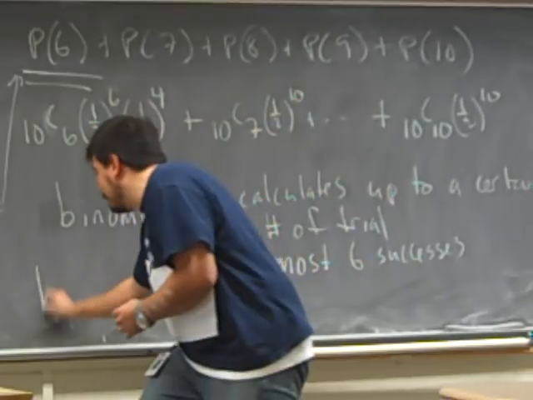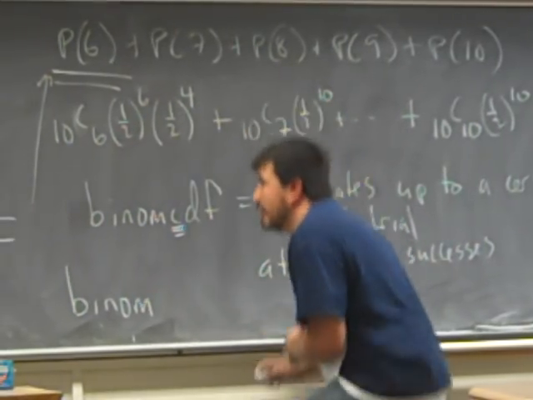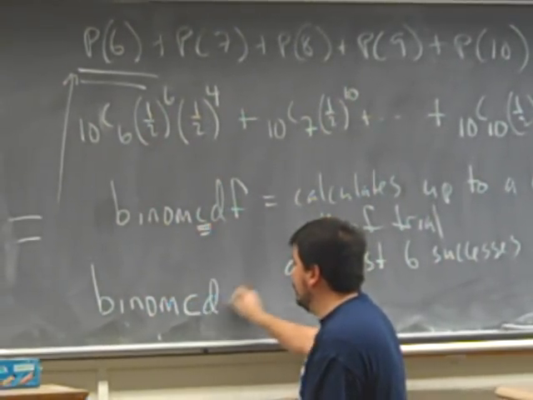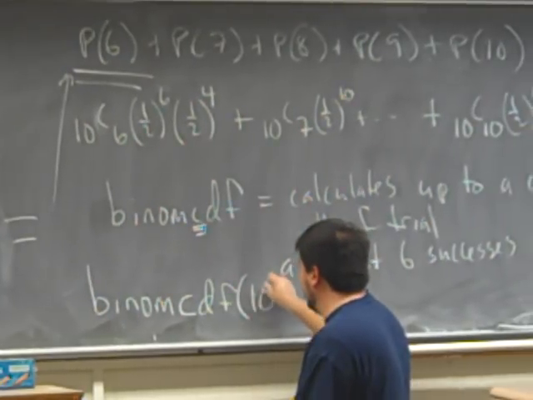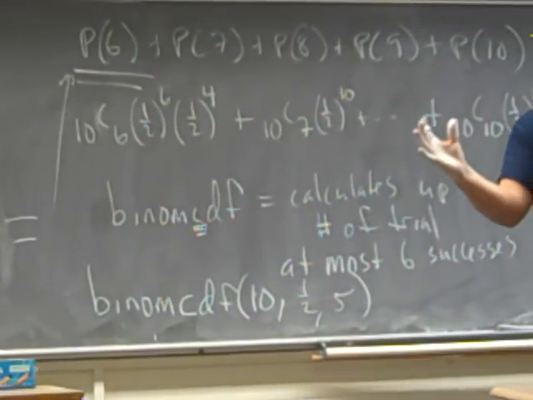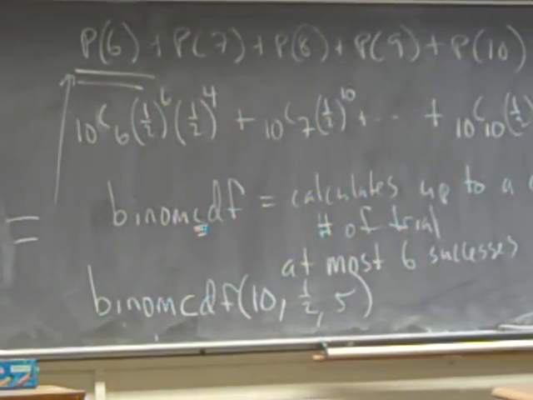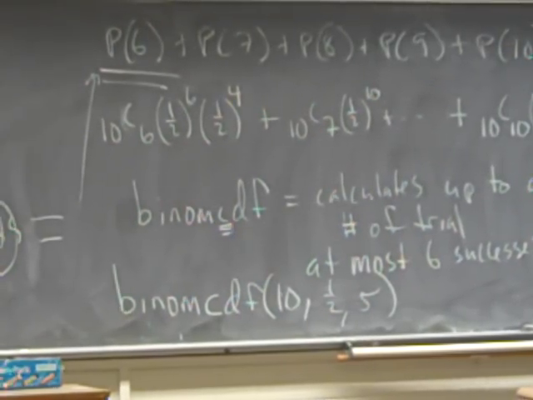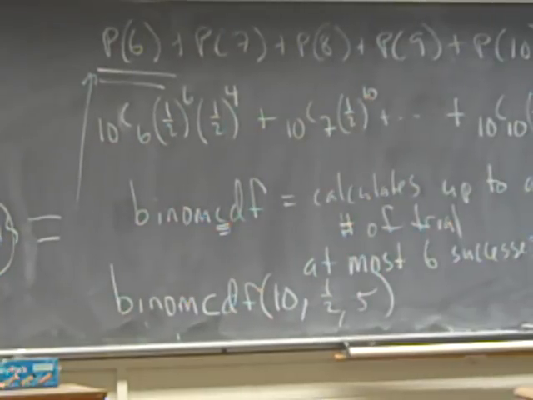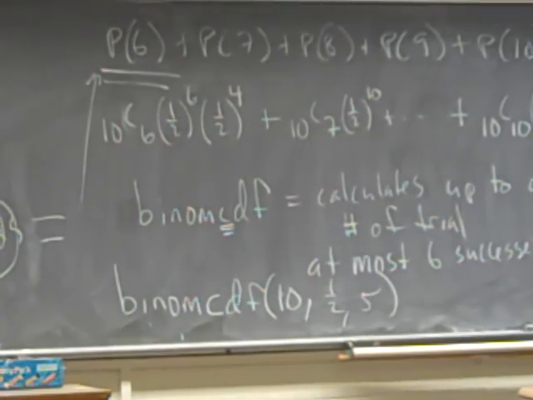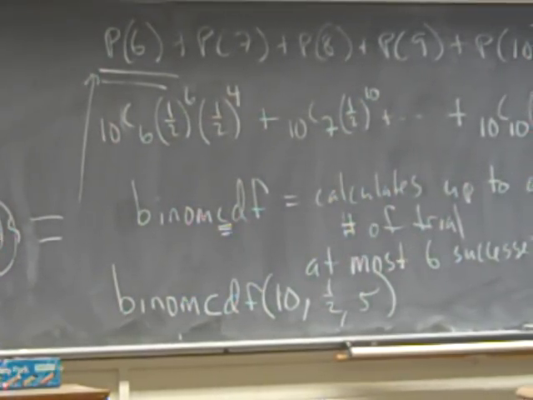Okay? That can be represented by binom. Which letter? P or C? C. CDF of 10 trials, 1/2, and then 5. This will calculate the probability of 0 through 5. That's what that cumulative means. Does that make sense? So what could I do so that I don't have to do all this? Well, couldn't you just do binom CDF 10, 1/2, 10? Does that make sense? Because that'll add up all the probabilities for us, and then just subtract out binom CDF 10, 1/2, 5.